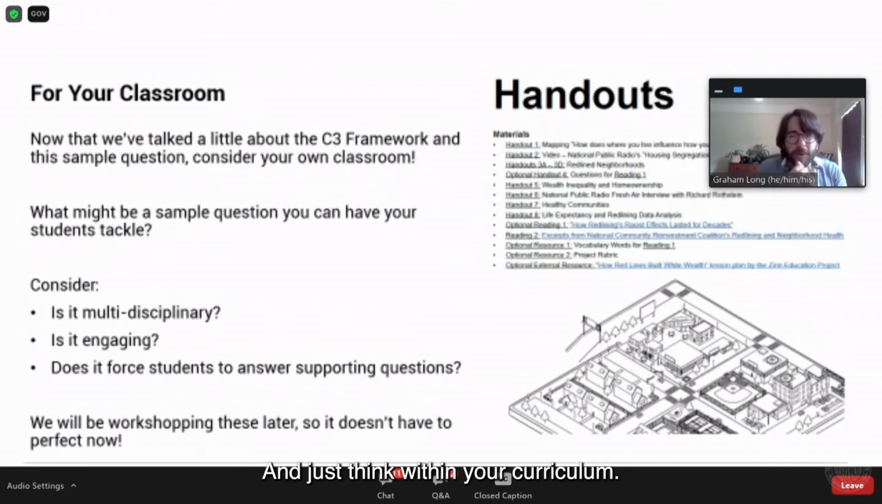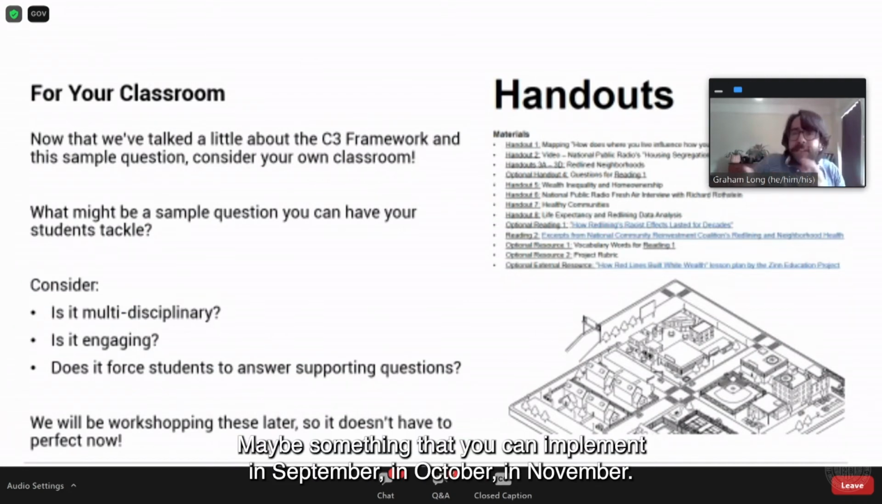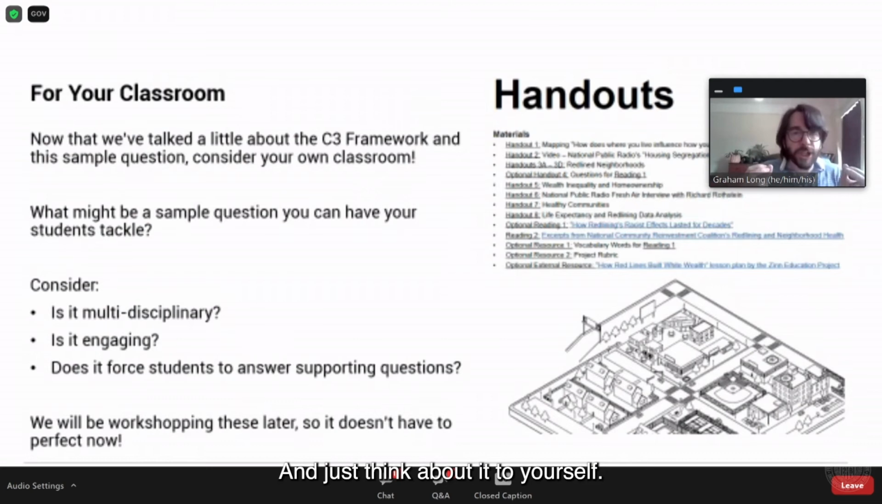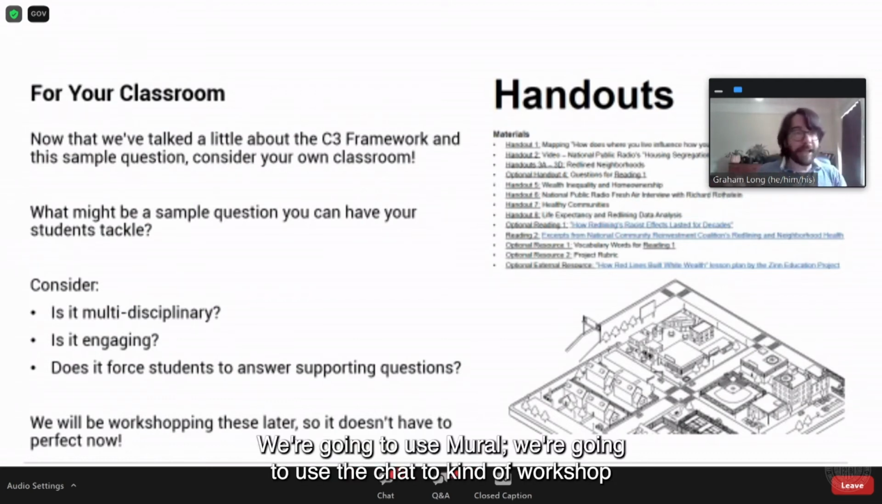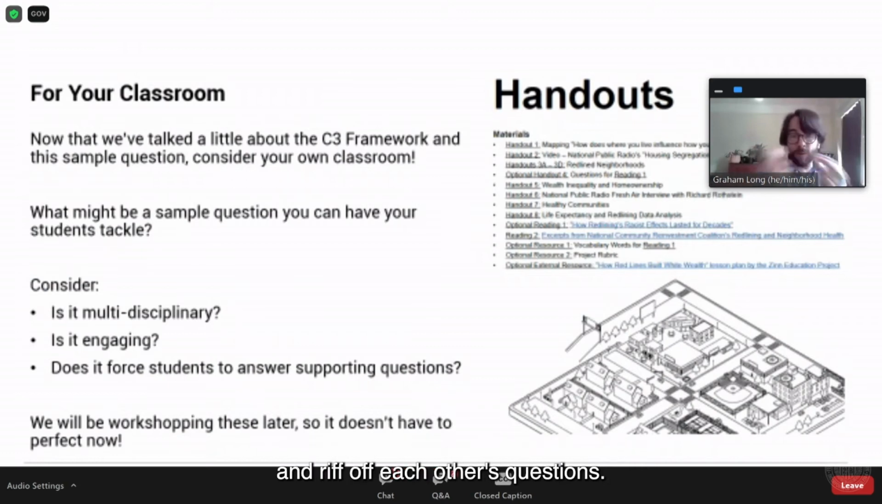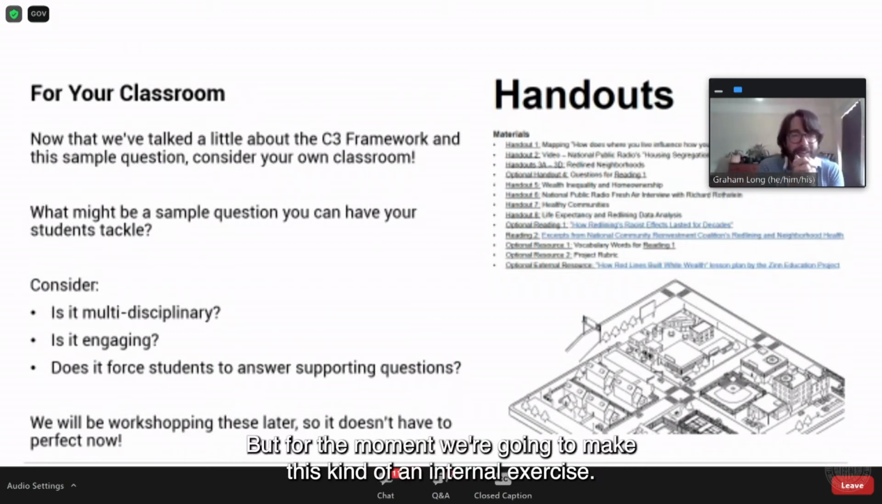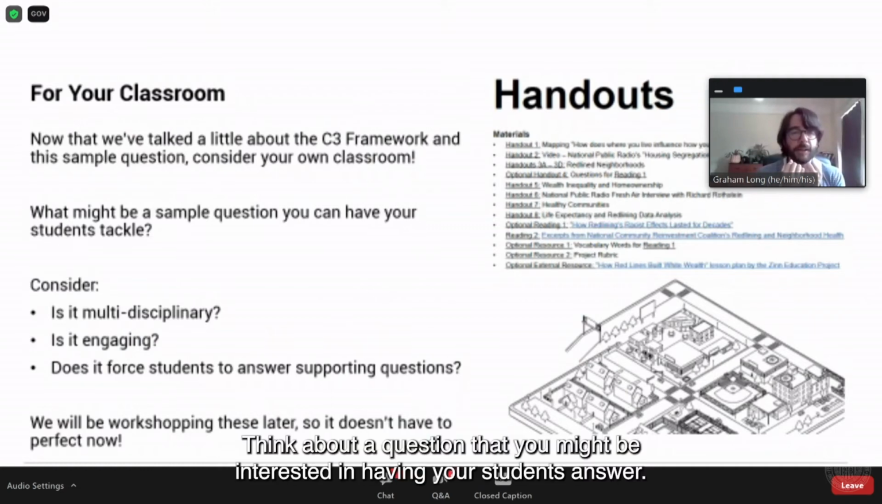And just think within your curriculum, maybe something that you can implement in September, in October, in November, and just think about it to yourself. And we're going to workshop this later. We're going to use Mural. We're going to use the chat to kind of workshop and riff off each other's questions. And you're going to see a lot. But for the moment, we're going to make this kind of an internal exercise.